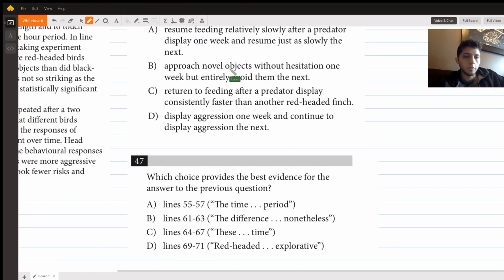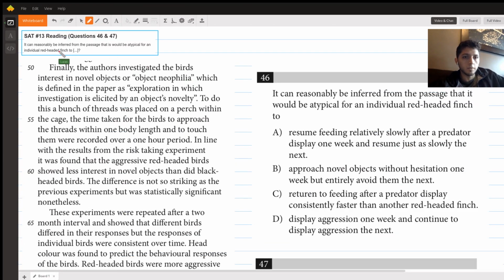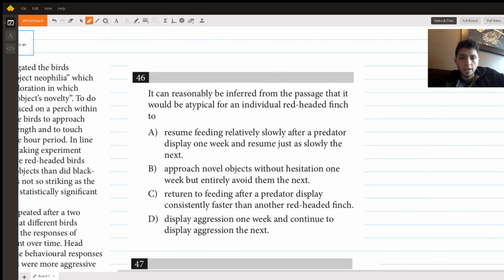Okay, so this is question 46 and 47 from the SAT 13 reading. And we're going to jump in and try to solve it. So this is a pretty challenging question.